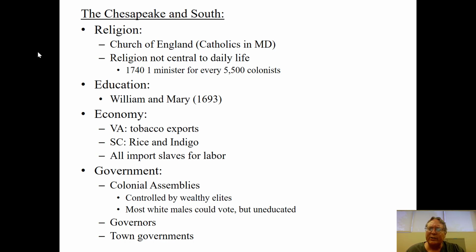So a little bit different than what's happening in New England, definitely, and even a little bit different from what's happening in the middle colonies. And we definitely, even in politics, we see this stratification taking place. The largest landowners with the best educations get to be the ones running things.